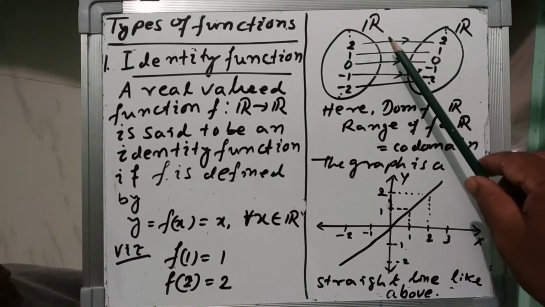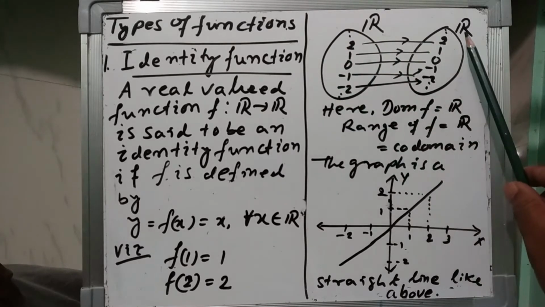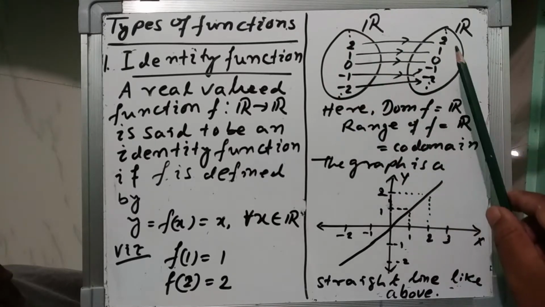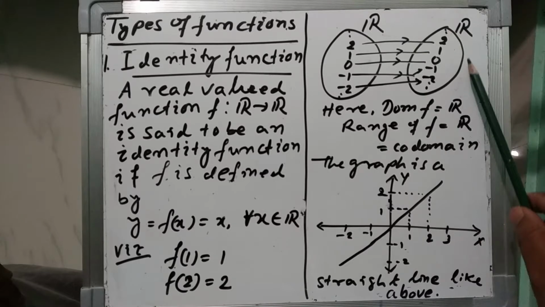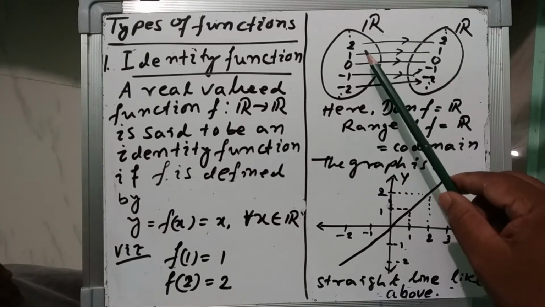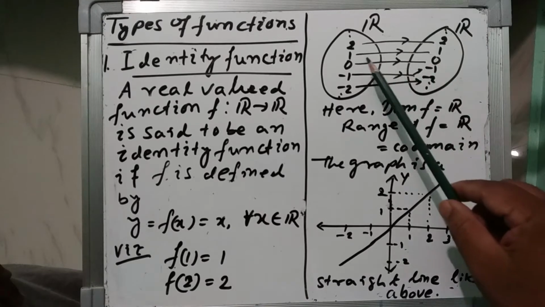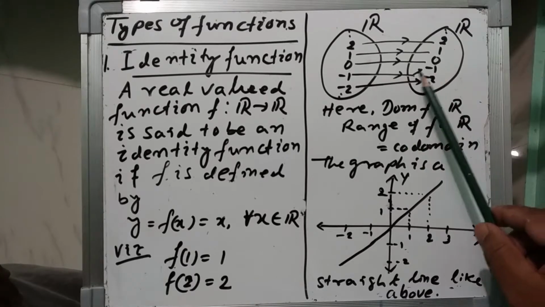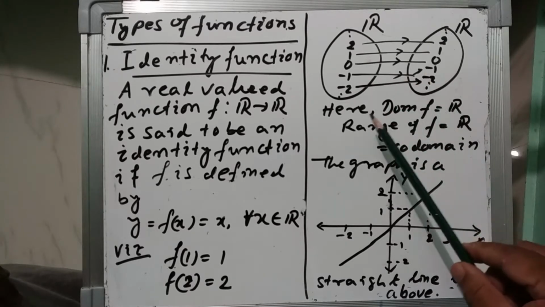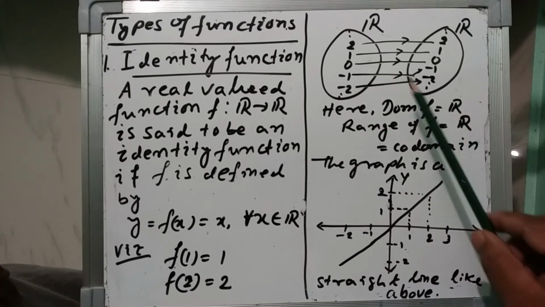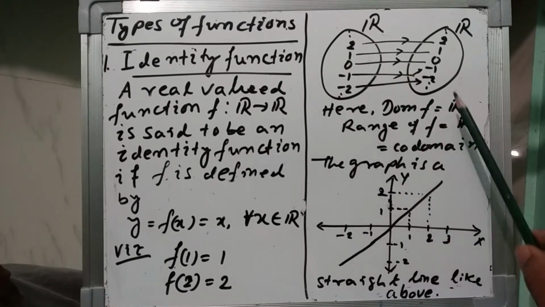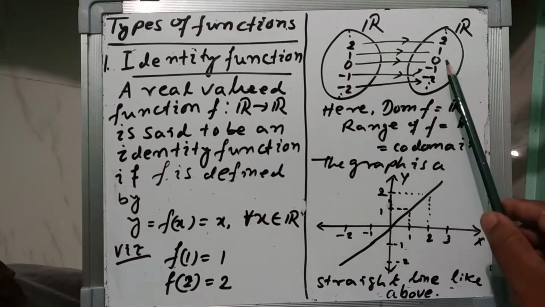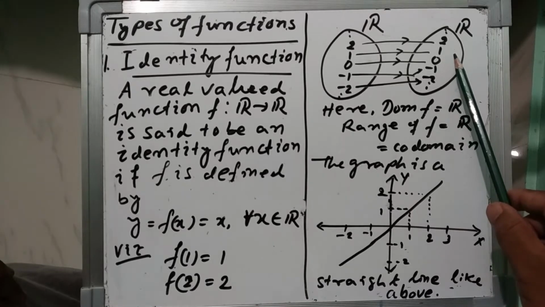Come to the Venn diagram. This is our real set. This is our real set. This real set is taken as the domain, and this real set is taken as the codomain. Here, f of 0 is 0. F of 1 is 1, f of 2 is 2, and so on. F of minus 1 is minus 1, f of minus 2 is minus 2. Here, domain of f equal to the real set. Range of f is equal to the real set, also the codomain. If we take any fractional number also, we can get an image.